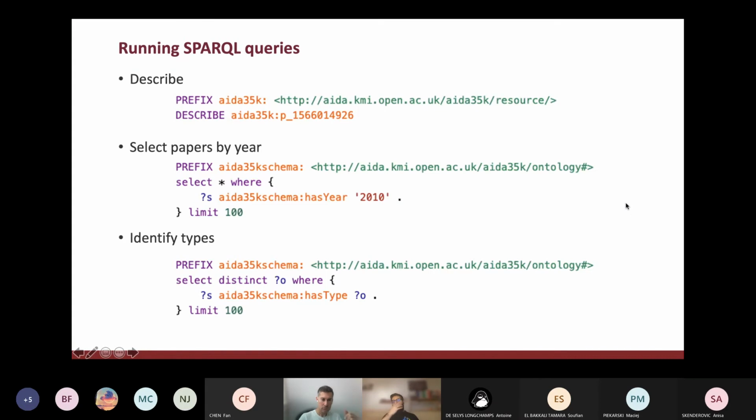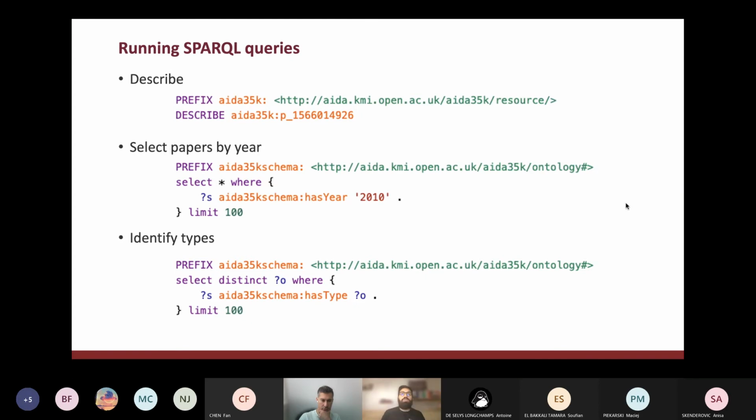Now, this is more fun, because eventually we get to get our hands dirty, literally dirty. So the first SPARQL query that I want to show is DESCRIBE. DESCRIBE is a substitute of SELECT, but it allows you to describe the whole entity.